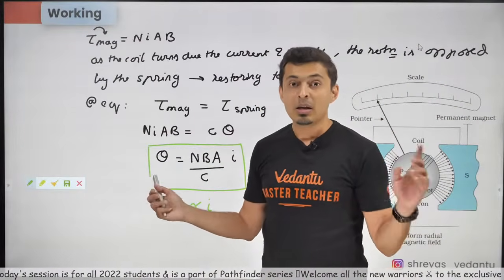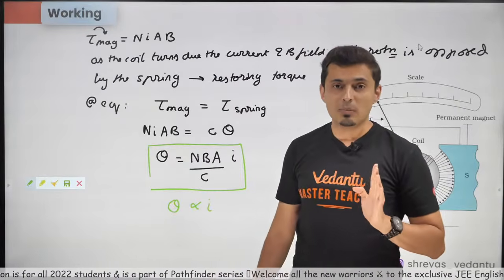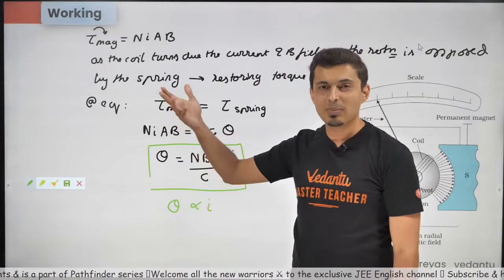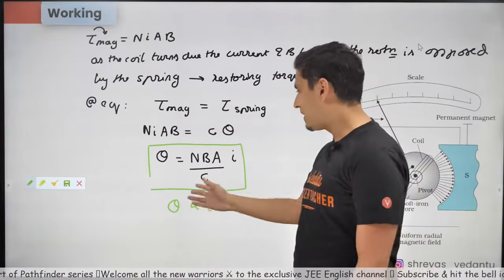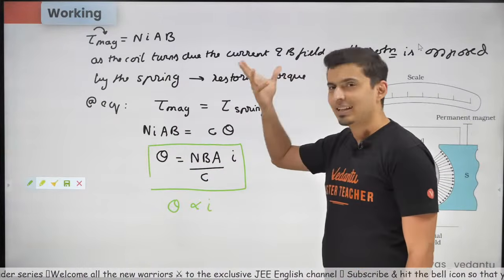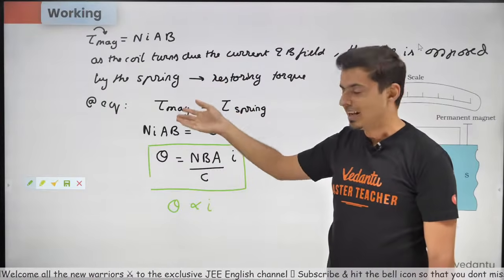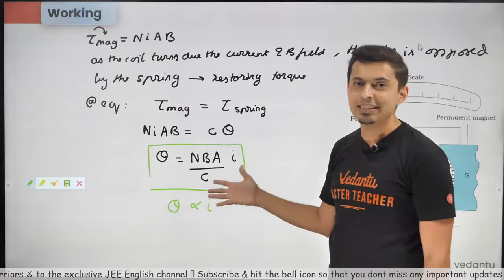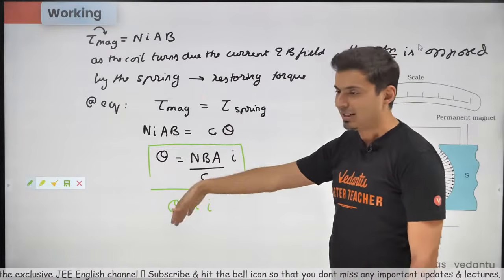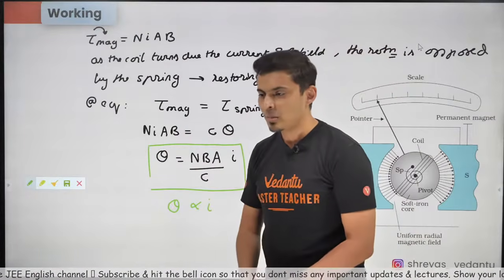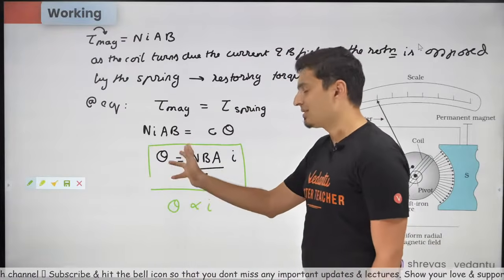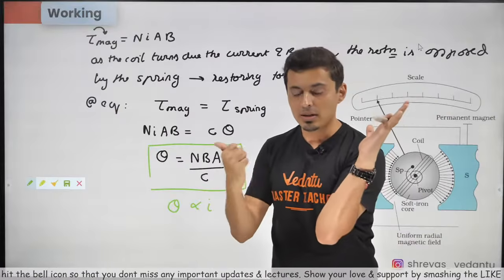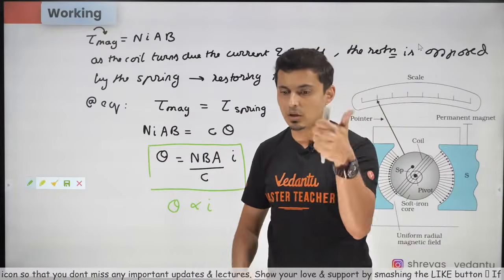Done. Now there is a very easy way to remember this. NBA. Remember basketball. NBA is, like, the basketball championship. So remember that word NBA, or those alphabets, or the tournament related to basketball. It's then very easy for you to remember it. NBA divided by C. That's it. So more the current, more is the deflection. So that's where it comes to a halt, where the restoring torque of the spring balances the torque by the magnetic field.